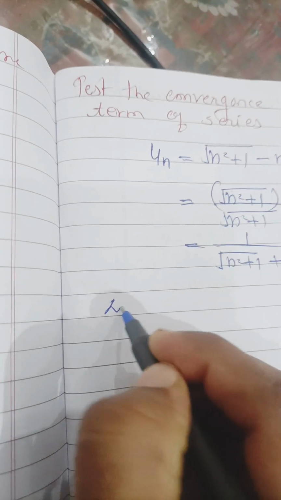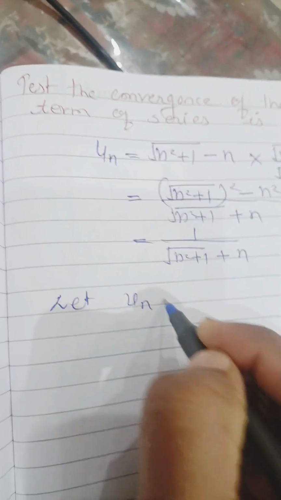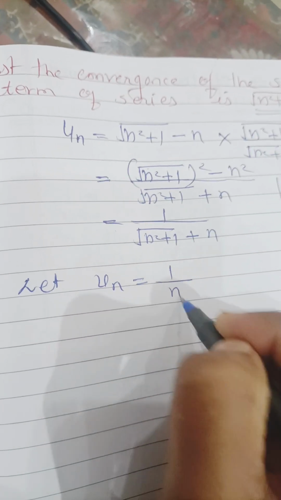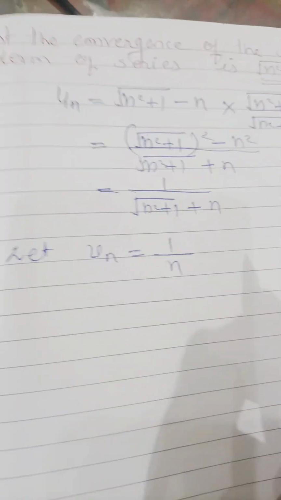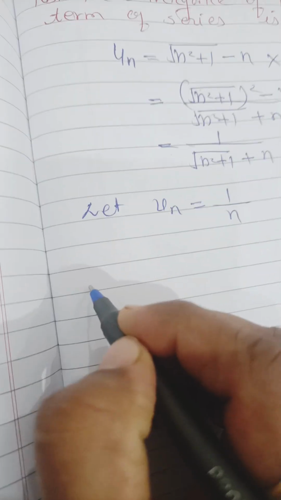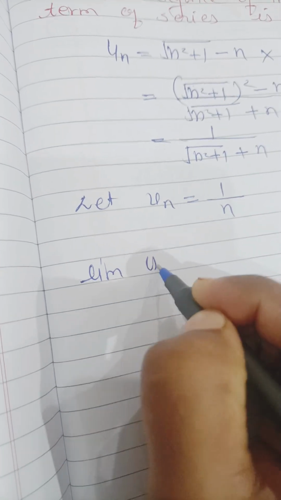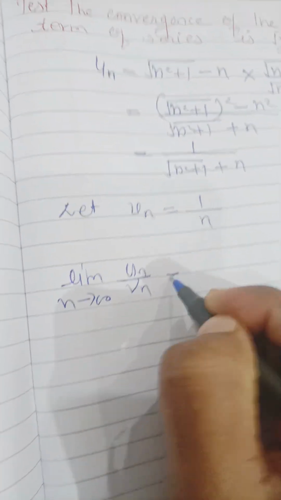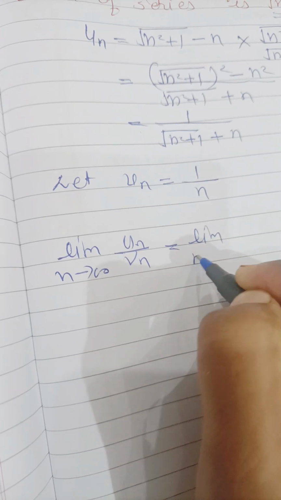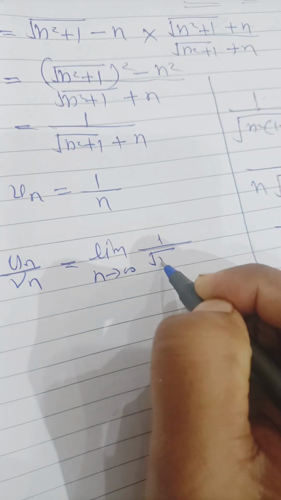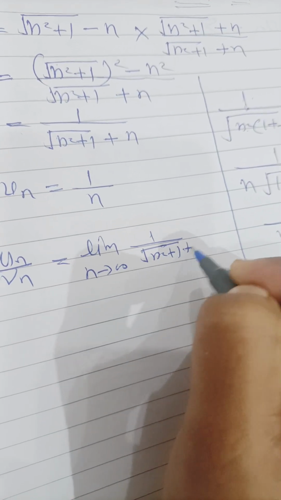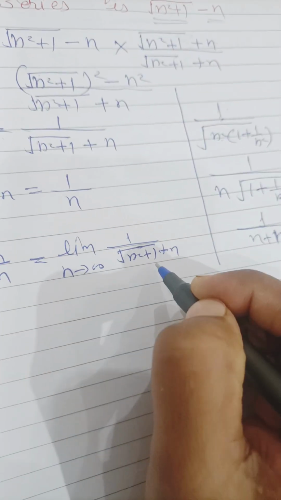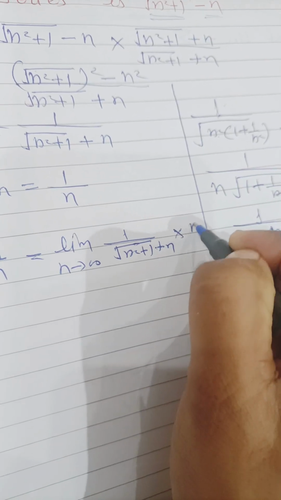vn similar to this. So, we will take, let vn is 1 by n. Now, we will apply the limit. Limit un by vn as n tends to infinity equals limit n tends to infinity, our un is 1 upon root n square plus 1 plus n, upon 1 by n. It means multiply by n by 1.